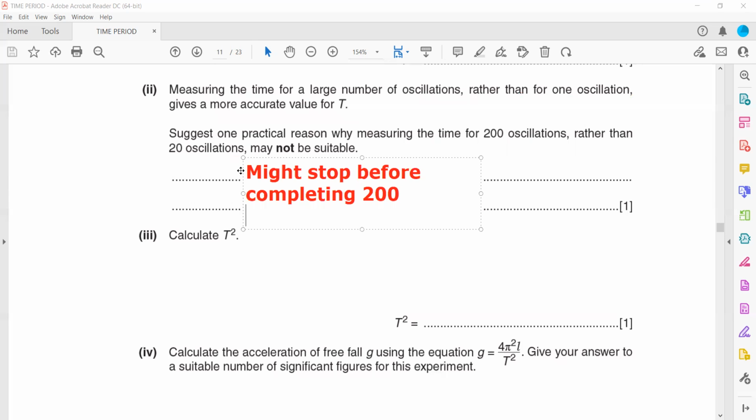The second thing, you might miss the count. When you're counting till 200, maybe you miss a count. And then even if you miss a single count, you will get a wrong result. Is it clear? Part 3, part 2. Any doubt in this?